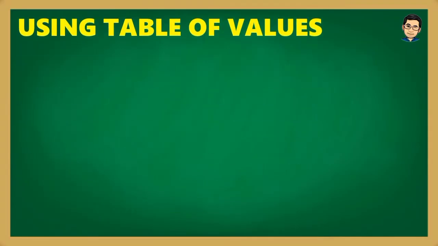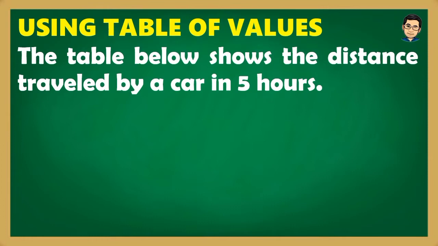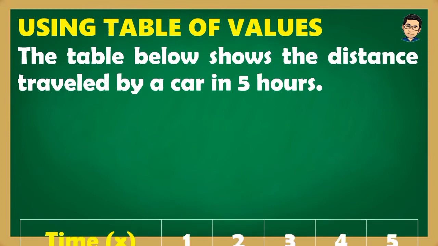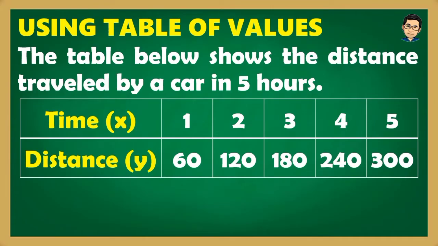Let us use a table of values first. The table below shows the distance traveled by a car in 5 hours. As you can see, our table has two variables, time and distance. The time is the independent variable, and the distance is the dependent variable, since the distance the car travels depends on the time. On the first hour, it traveled 60 kilometers, and on the 5th hour, it became 300. So, this is an example of direct variation.